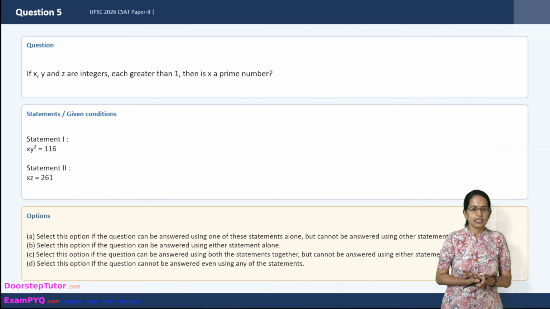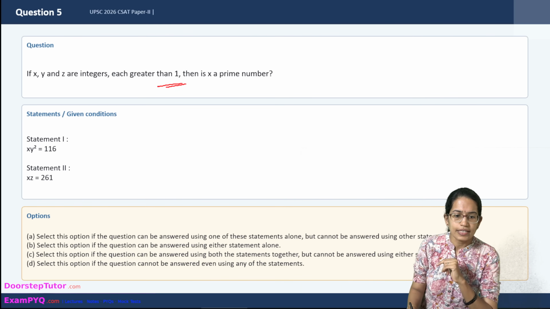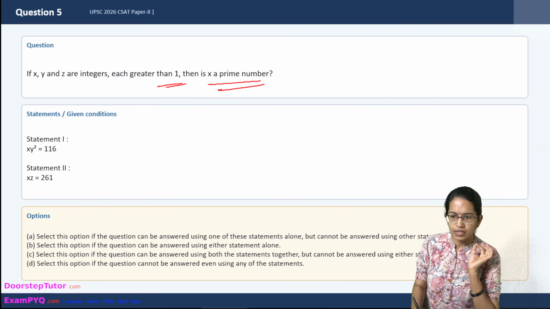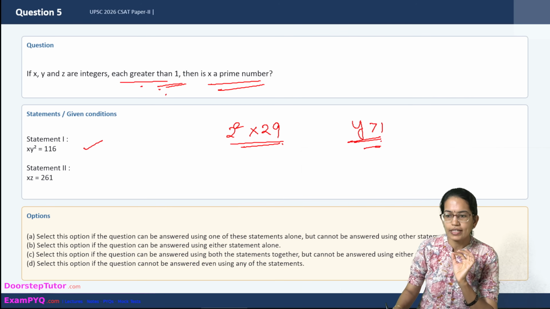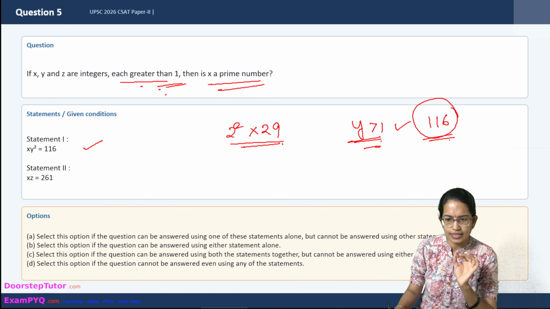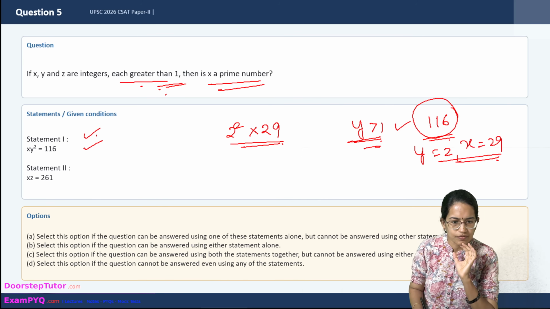Now the next question here is, if x, y, z are integers and each is greater than 1, then is x a prime number? How can I prove it? So let's say in the very first statement, 116, I take 2 square into 29. Okay, 2 square into 29. Now y is greater than 1. Okay, this says that each is greater than 1. Y is greater than 1, and it must be a square factor of 116. So the only possible factors of that should be y is equal to 2 and x is equal to 29, right? So it can be answered with just this statement.